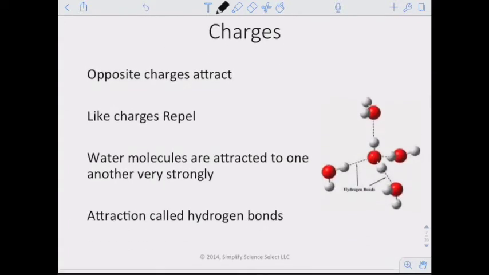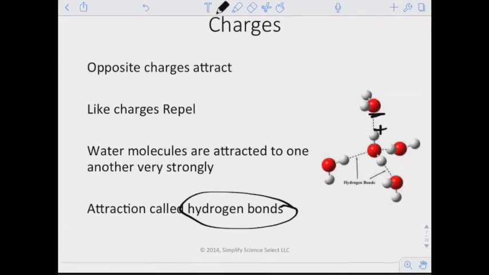The charges: we know that opposites attract and likes repel. So water molecules are attracted to one another very strongly. And this attraction has a specific name, it's called hydrogen bonding. Essentially, all these negatives are surrounded by positives, and the positives are surrounded by negatives, and it creates a structure of hydrogen bonding, which gives it very unique properties.